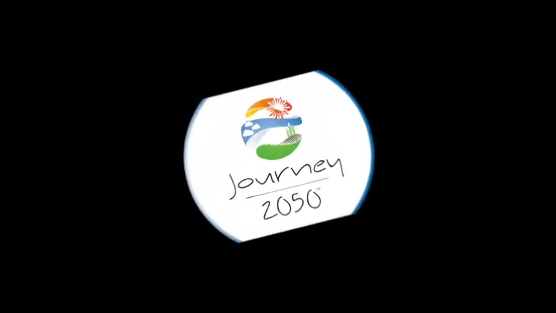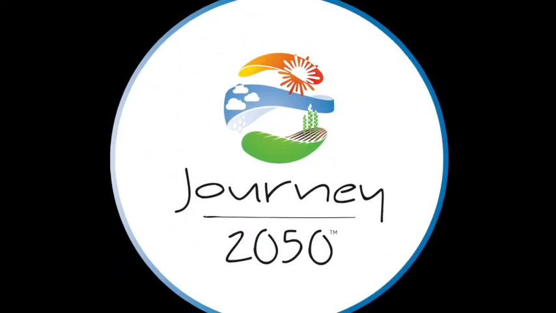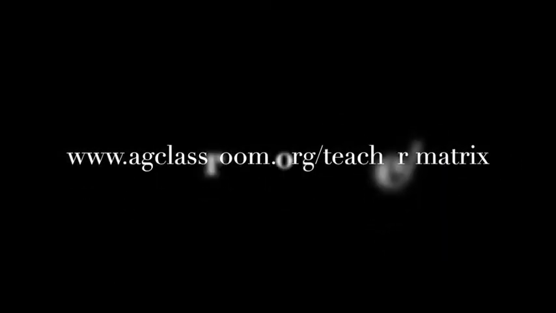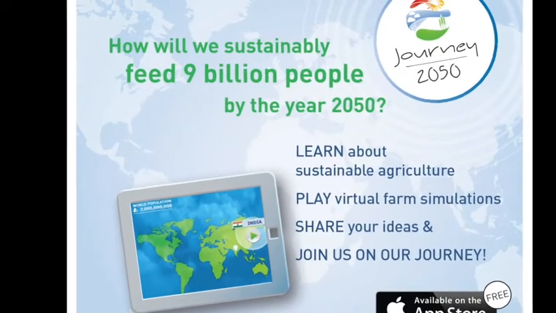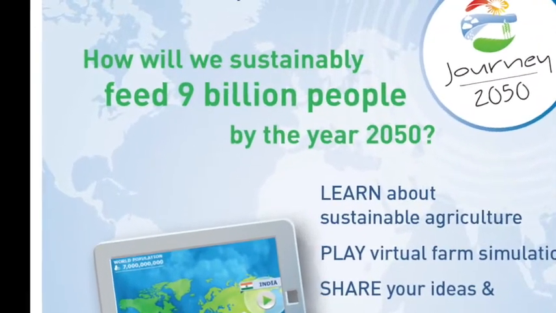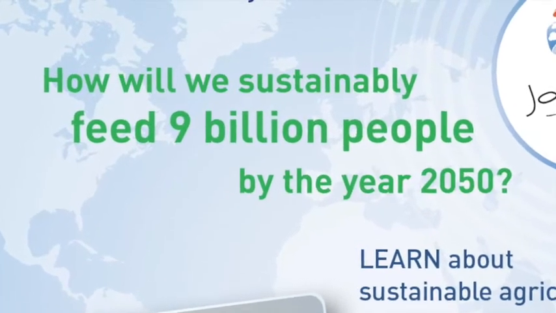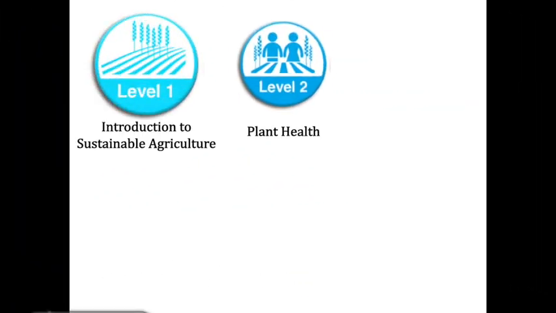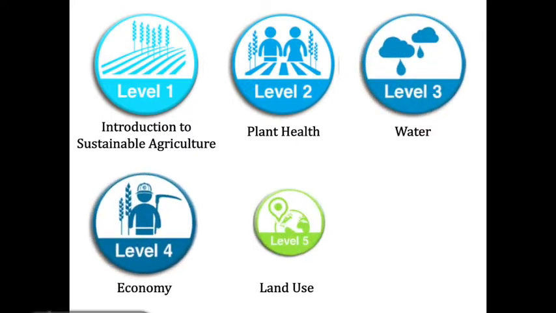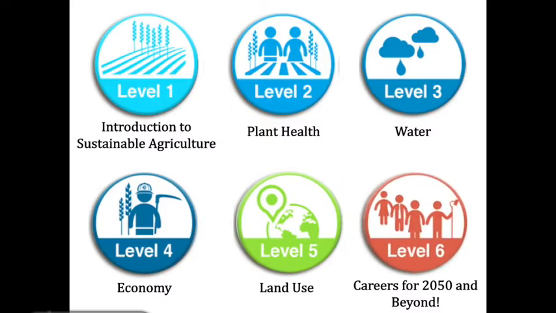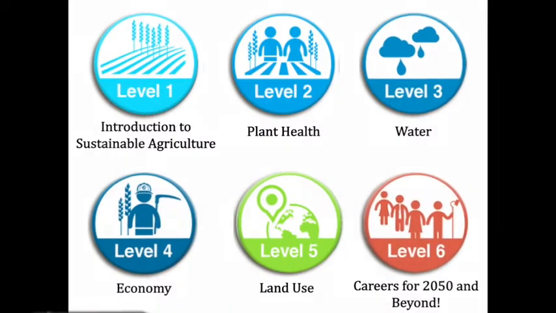I'd like to introduce you to the Journey 2050 lessons, which can be found on the National Agricultural Literacy Curriculum Matrix. The lesson series teaches about agricultural sustainability and answers the question, how will we sustainably feed 9 billion people by the year 2050? There are a total of 6 lessons, each paired with a level of the interactive Journey 2050 game. These lessons can be taught in full or in part, depending on your class and curriculum needs.